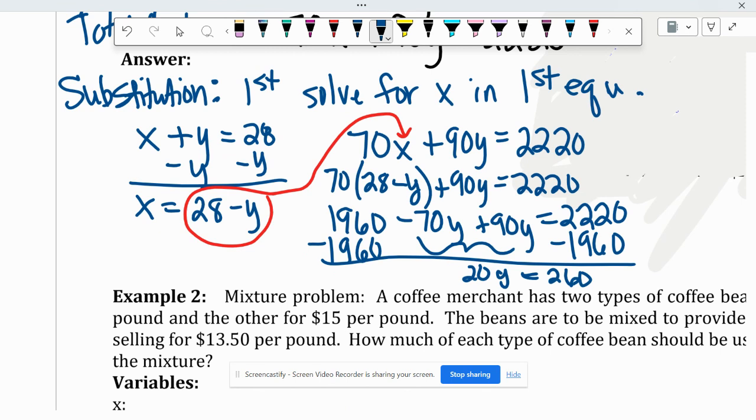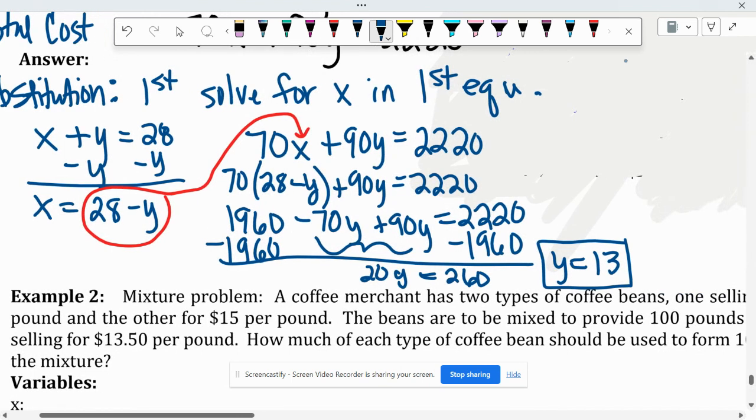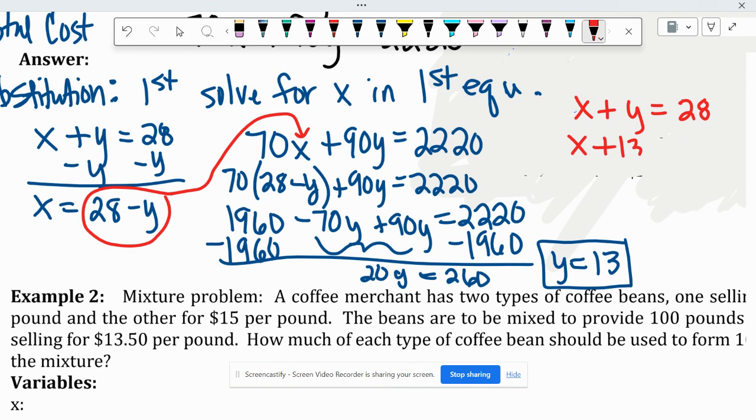Divide both sides by 20, and I find out that Y equals 13. So I sold 13 style B shoes. Well, how many style A shoes did I sell? Take that first equation that you wrote, X plus Y, number of shoes we sold, has to equal 28. If I sold 13 style B shoes, that means that I sold 15 style A shoes.